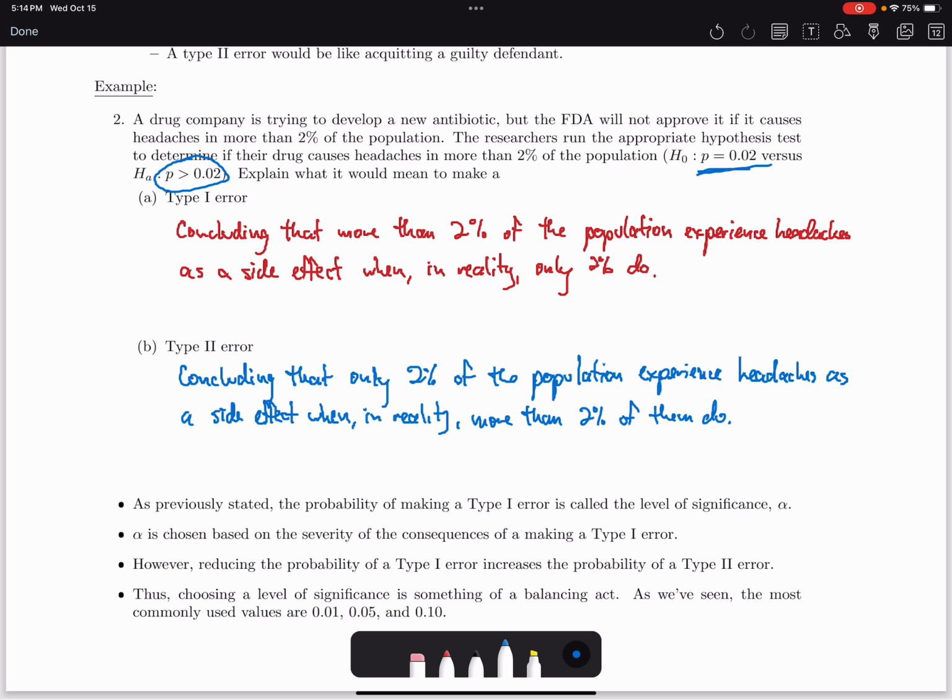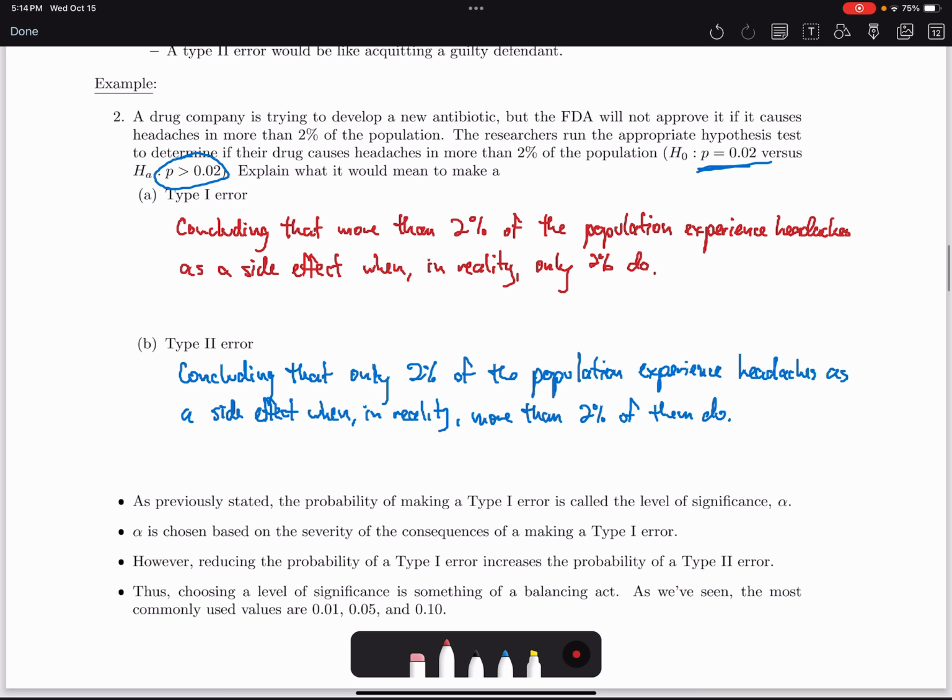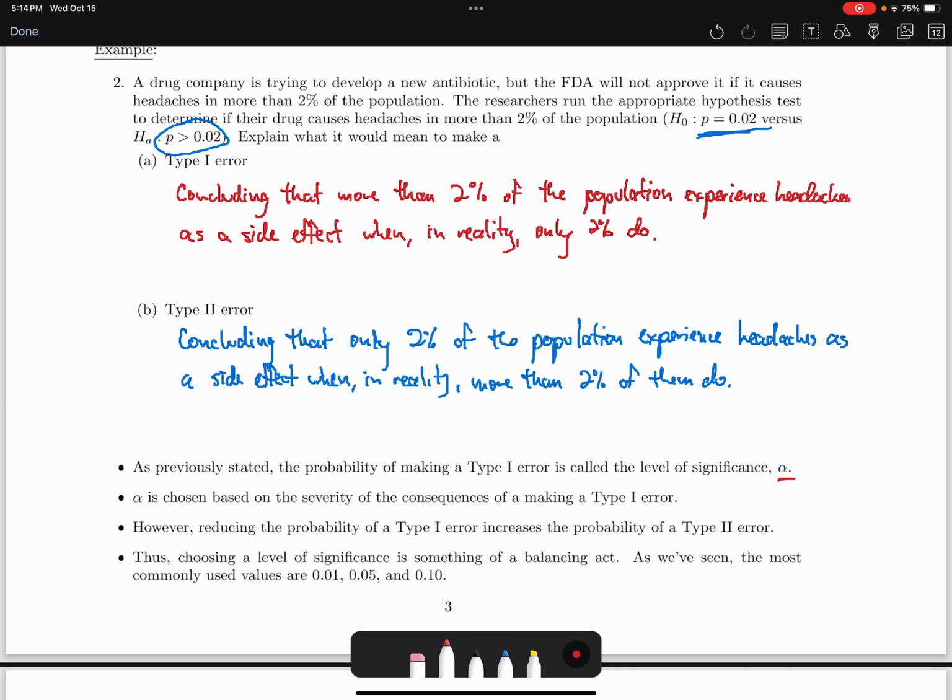As stated previously, the probability of making a type 1 error is called the level of significance, and we have a special letter for it, right? We call that alpha. And as we commented on earlier, alpha is chosen based on the severity of the consequences of making a type 1 error. We won't have to choose any alphas ourselves in this course. Alpha is given to us, but that's how the researcher would decide.